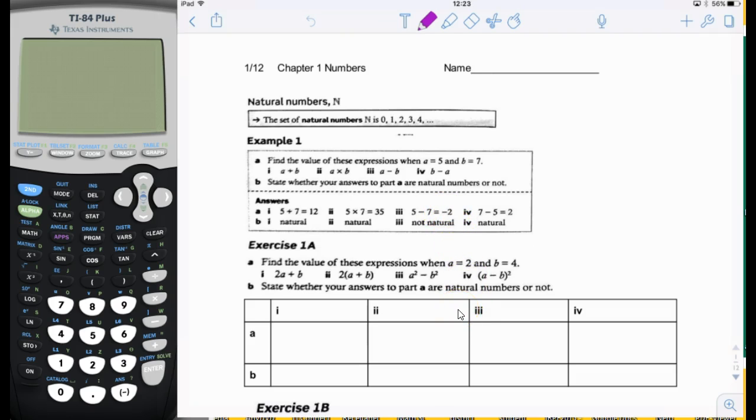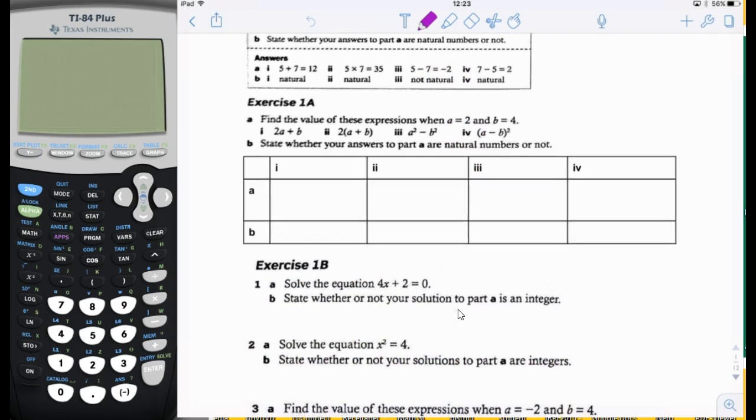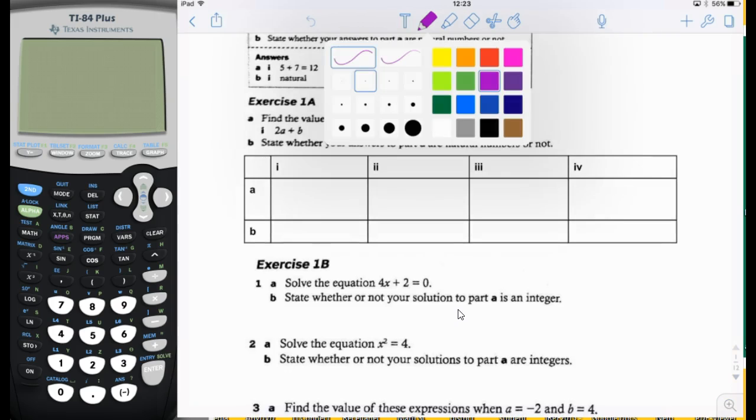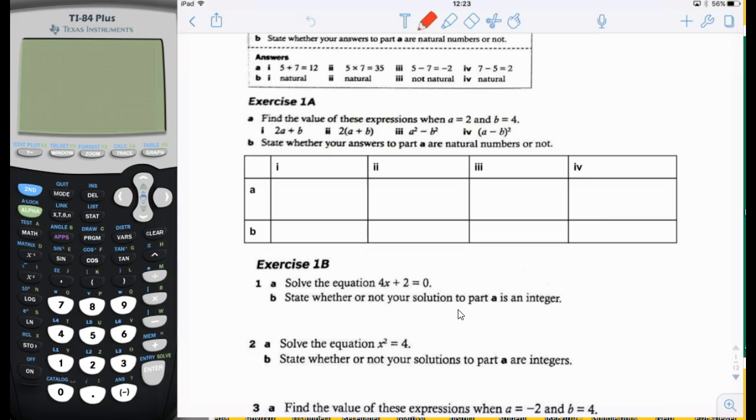So let's go through a few of these. Practice our algebra and make sure we understand what natural numbers are. Find the value of these expressions when a equals 2 and b equals 4. So you're just substituting in here. A equals 2, so 2 times a plus b, which is 4, is equal to 4 plus 4, which is 8. And then you state whether they're natural numbers or not.